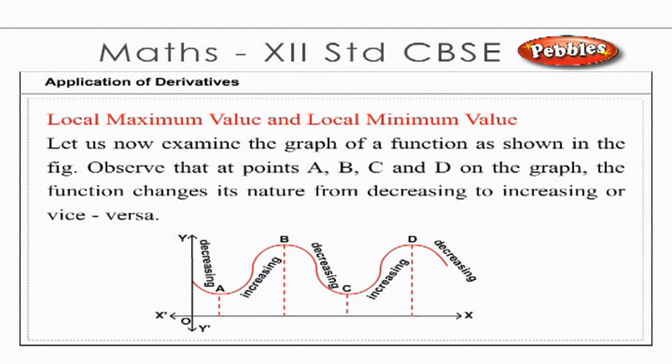The local maximum value and the local minimum value. Let us now examine the graph of a function as shown in the figure. Observe that at points A, B, C and D on the graph, the function changes its nature from decreasing to increasing or vice versa.